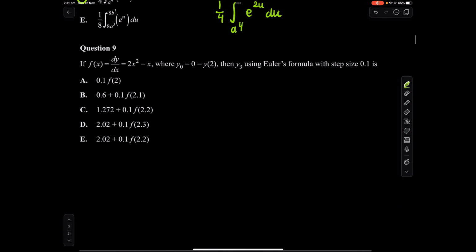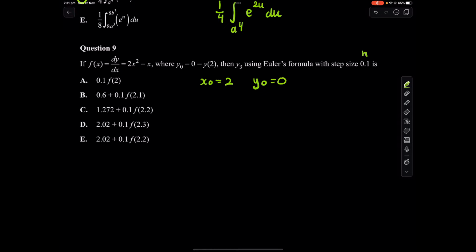Nice. Question 9. If dy/dx is f of x, where y naught is this and y of 2 is that, find y of 3 using Euler's formula with the step size of this. So this is your h value, this is your step size, and we want to find y3. You should know Euler's formula, it's in your formula sheet if you're not 100% sure what it is. We know our x naught in this case is the 2 here, and our y naught in this case is 0.